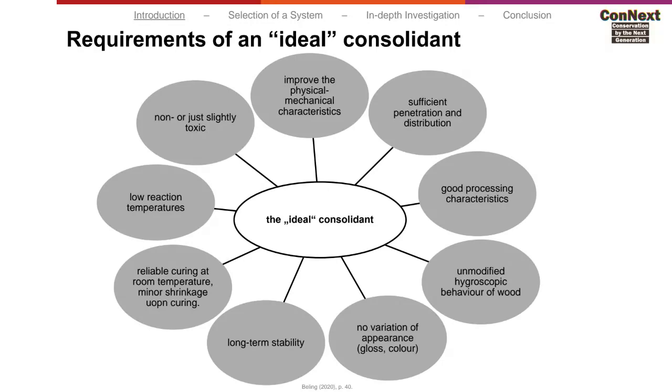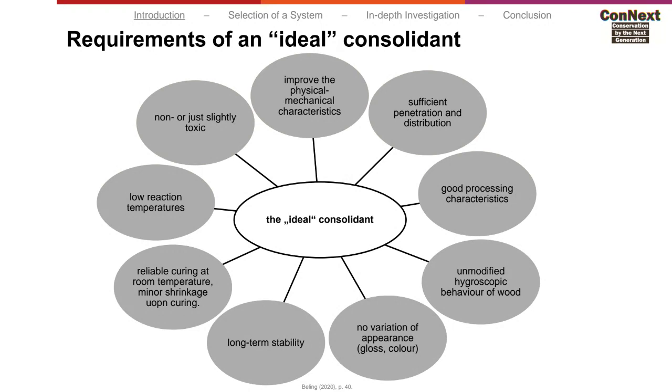In order to validate the suitability of a consolidant, criteria on the ideal product are needed, and this slide should give you an overview of a few general requirements. Most important, the consolidant should improve the physical mechanical characteristics of the impregnated wood. And it should sufficiently penetrate and distribute in the deteriorated wood through low viscosity and small particle size. And ideally, the consolidant should be non-toxic or at most just slightly toxic for us.